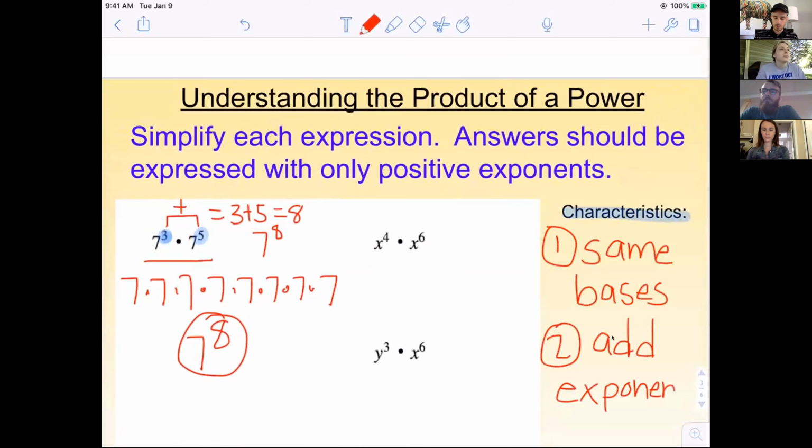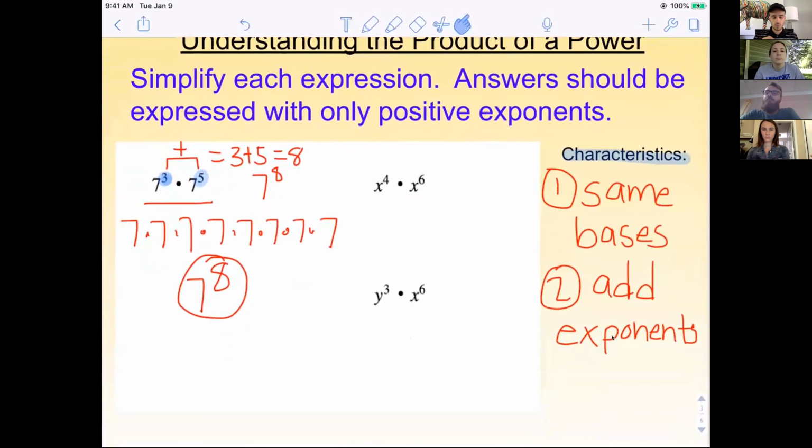So let's take a look here at our second problem. If I have x to the fourth and x to the sixth, what would be my simplified answer? Go ahead, Meredith. X to the 10th. X to the 10th power. Does everyone agree with that? Good. All right, and let's look at this last problem down here. Y to the third times x to the sixth. Can I do anything to this problem?